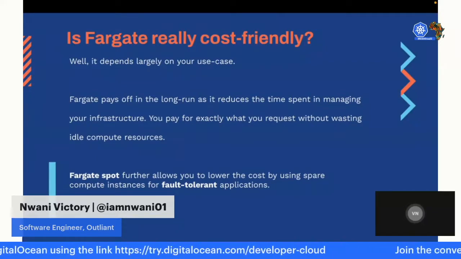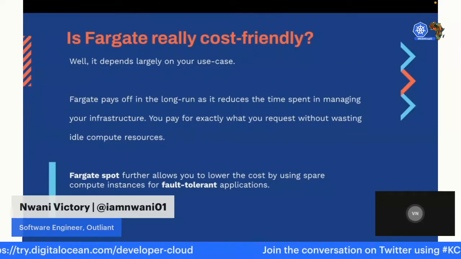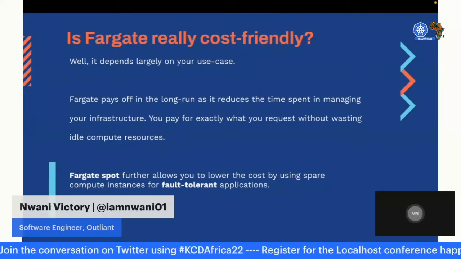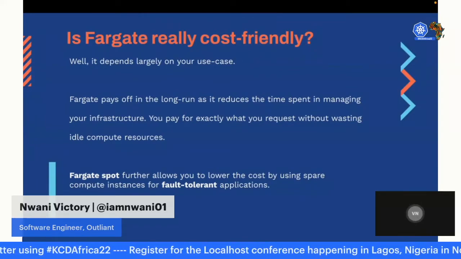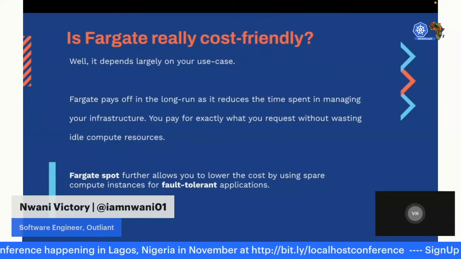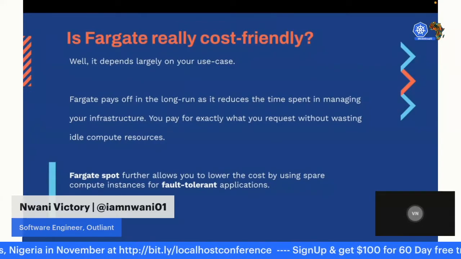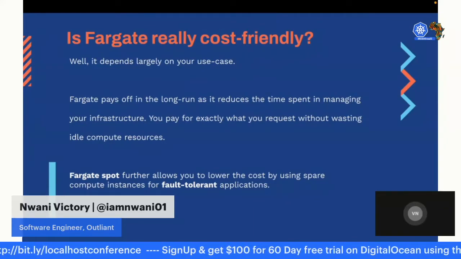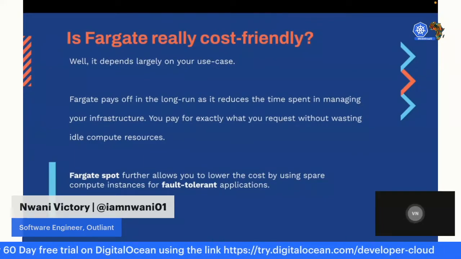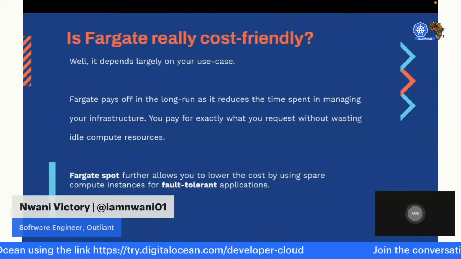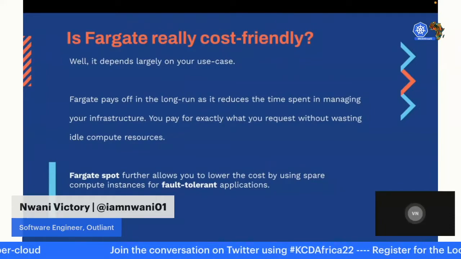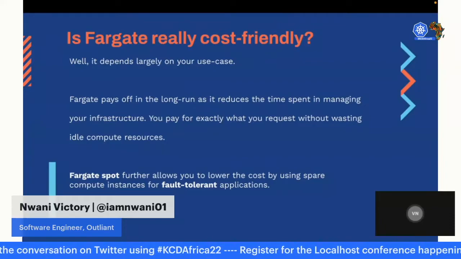cost is not only the amount you pay. Cost also includes the labor and time you spend in running your clusters. So if you are spending a whole lot of time managing these clusters manually, you can also count that as your cost, because it's more like a time and labor cost. So in the long run, Fargate pays off because it reduces the time that you spend in managing this infrastructure. Rather than you being the one to manage them, why not just ship it off to AWS to manage it for you while you pay them some money for it?